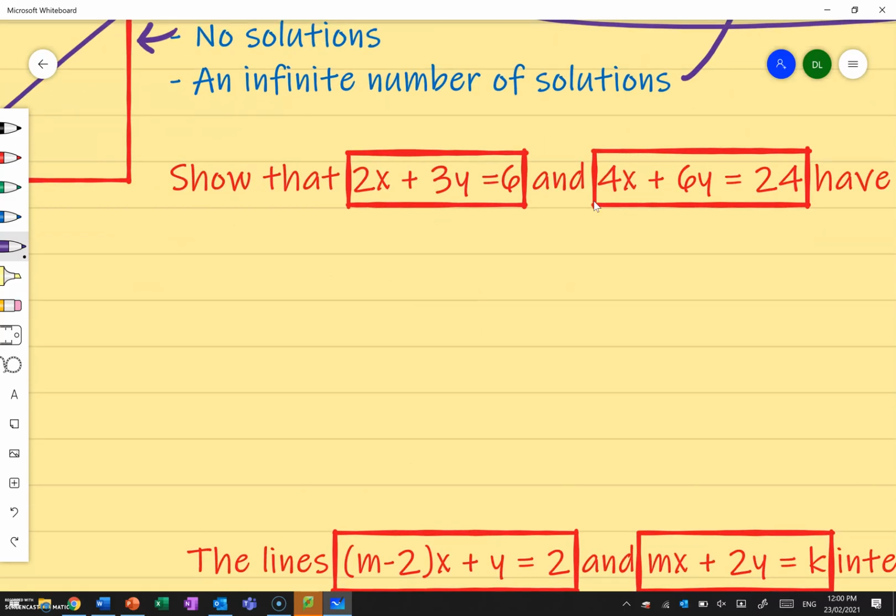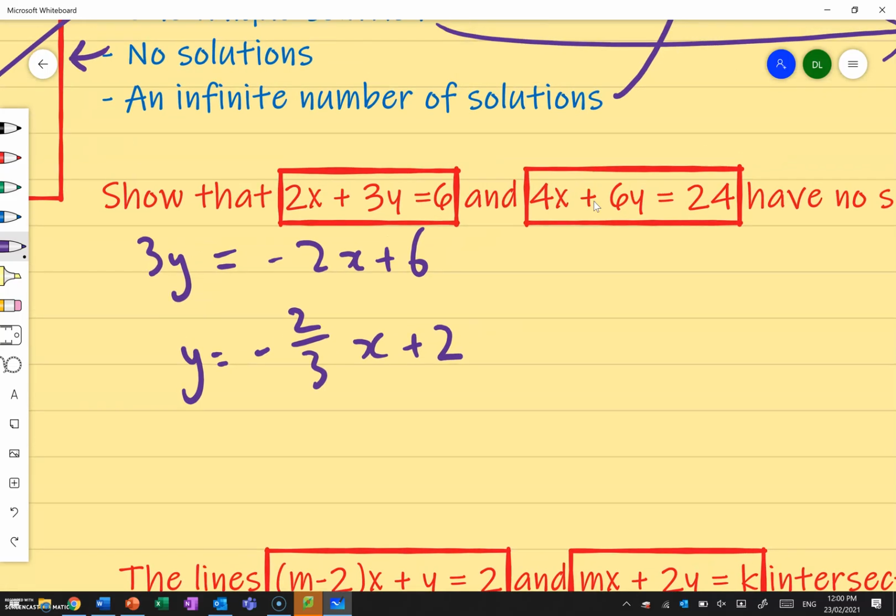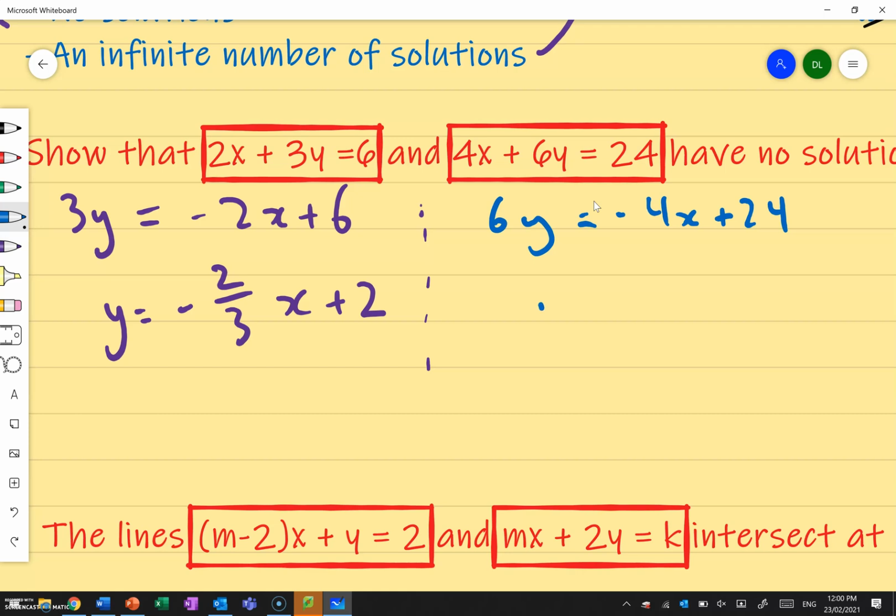So instead of 2x plus 3y equals 6, I'm going to write 3y equals negative 2x plus 6. All I've done is I've taken away 2x on both sides. I'm going to divide both sides by 3, and I get y equals negative 2 over 3 x plus 2. Are we okay with that? Awesome. Now I'm going to do the same thing with the other equation. 6y equals negative 4x plus 24. From there, I'm going to divide both sides by 6. So y equals, what's the simplified version of 4 over 6? Negative 2 over 3, lovely. x, and then 24 divided by 6 gives me 4.